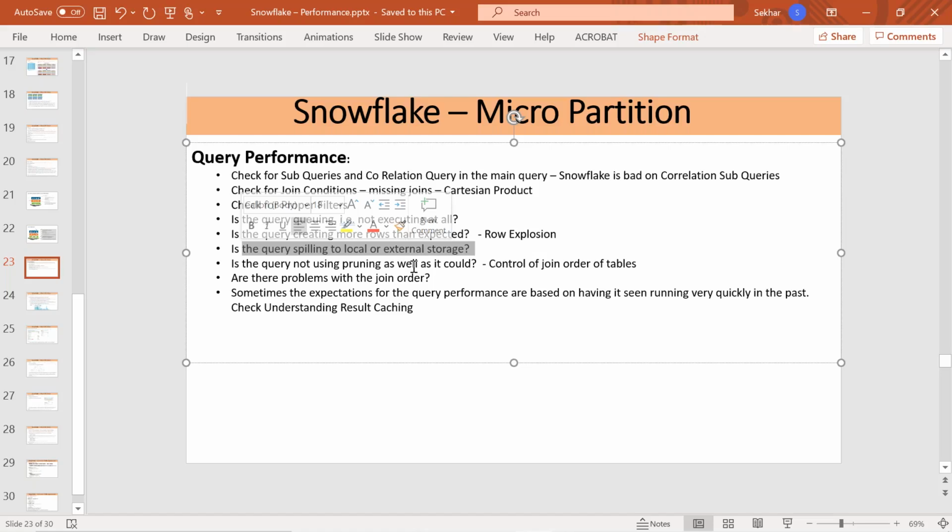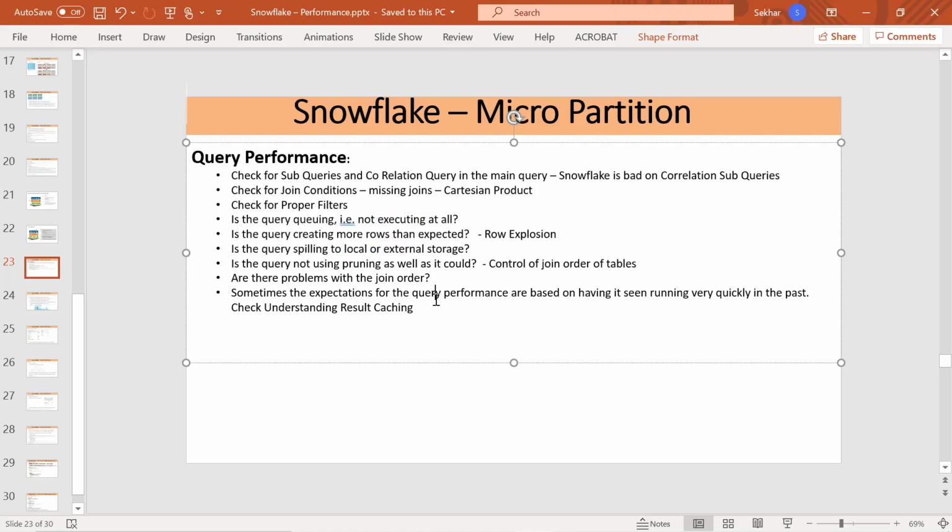So, is the query not using pruning as well as it could? That means whenever you're trying to query the table, it's scanning too many partitions rather than scanning fewer partitions. This happens when you use a subquery. So you have to look at those kinds of queries and try to modify and tune them. Sometimes this might be because of the table join order. First, you have joined a table between A and B, and then B and C. If you had joined A and C first, then you would not have gotten into these kinds of scenarios. Are there any problems with the join order? Yes, we have to see both of them.